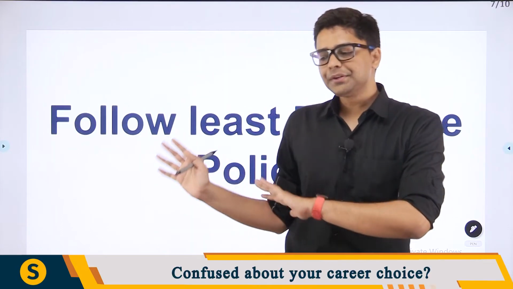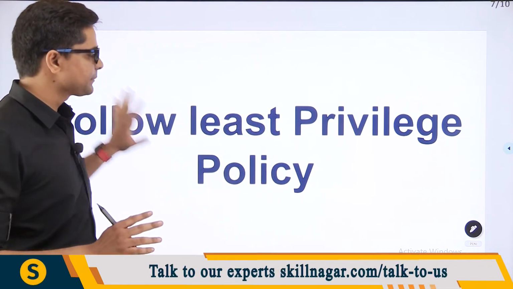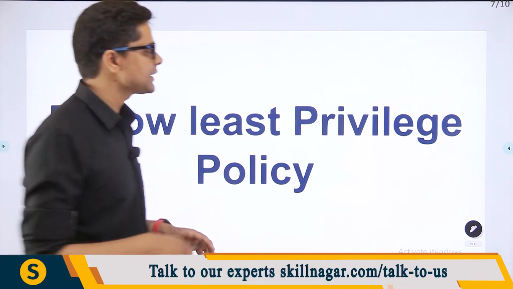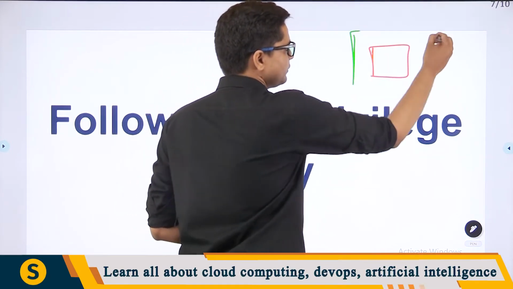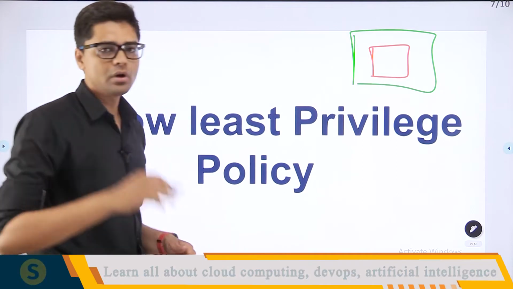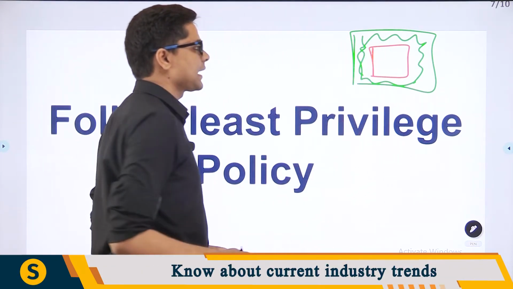Now, this point is going to follow what I've already discussed in the previous point. It simply means follow the least privilege policy. So if I'm supposed to just do this amount of work, do not give me the access to do this kind of work. Do not give me these levels of privileges which I don't need to perform my activity.